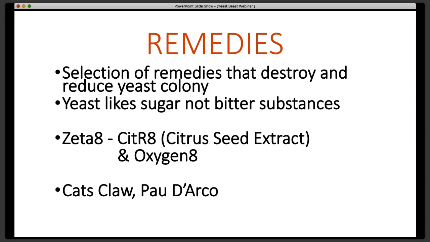Now, yeast likes sugar, not bitter substances. Now, citrus is a bitter fruit. Citrus seed is even more bitter, and citrus seed extract is even more bitter again. So when you introduce citrus seed extract into the body, it actually helps to destroy the yeast colony within your body. Using Oxygenate with the Citra 8, which is the Zeta 8 product, can also give you better results because you're oxygenating your system, which the yeast does not like either.